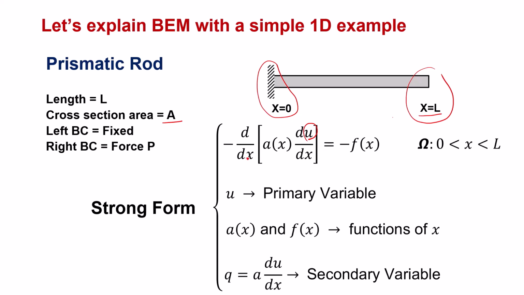It is written in the strong form, where we directly relate the applied load Fx to the internal stress term involving A(x) and the displacement gradient du over dx. Here u is the primary variable representing the displacement, and the term q, which is A times du over dx, is the secondary variable, which represents the internal force or stress. This simple setup will help us clearly see how the boundary element method works compared to the finite element method.